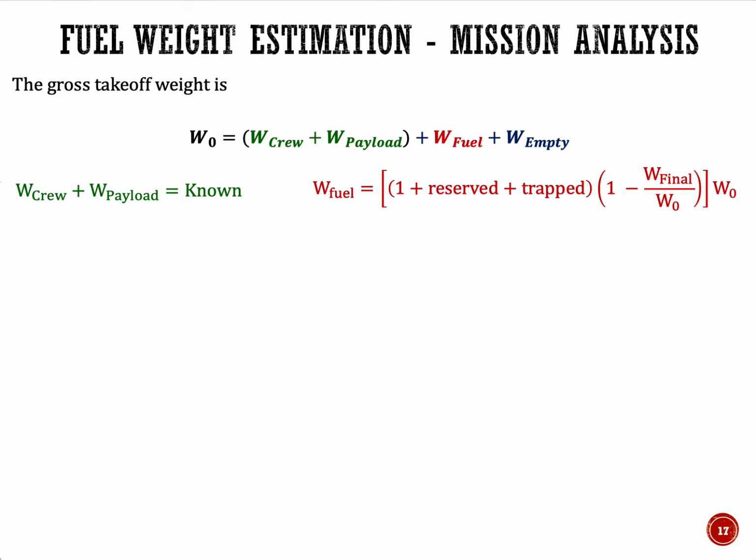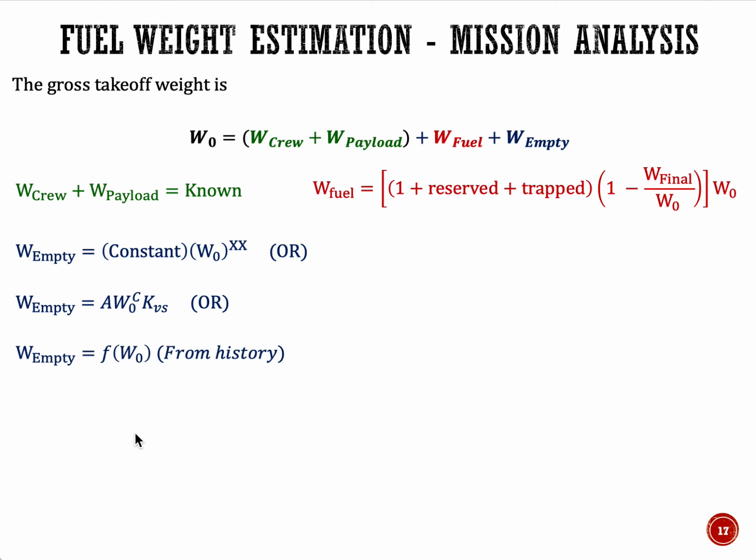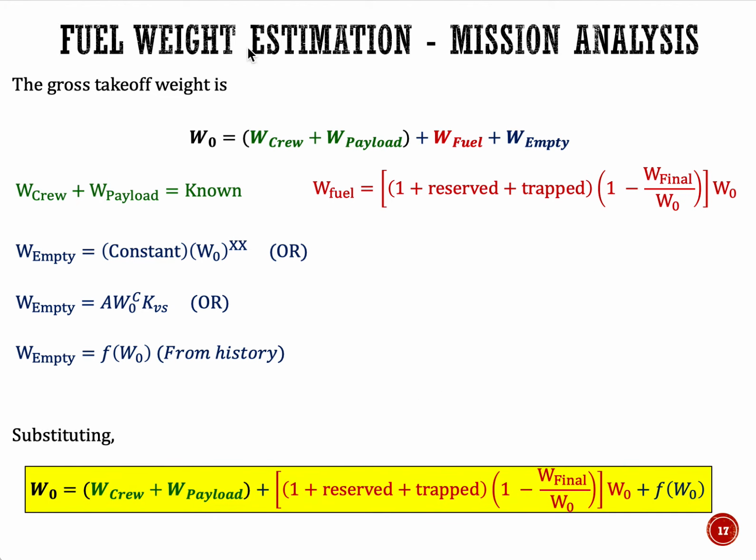The crew and payload weight is known from the requirements, and we just derived an expression for the fuel weight. From our last video, we looked at the empty weight. This is from Nikolai, this is from Raymer, and you can also get one from your historical buildup. But the point here is that empty weight can be expressed as a function of the takeoff weight. So we're substituting all of this, and we get the total takeoff weight equals the crew plus payload plus the fuel plus the empty weight. Now the fuel weight and the empty weight are a function of W naught.